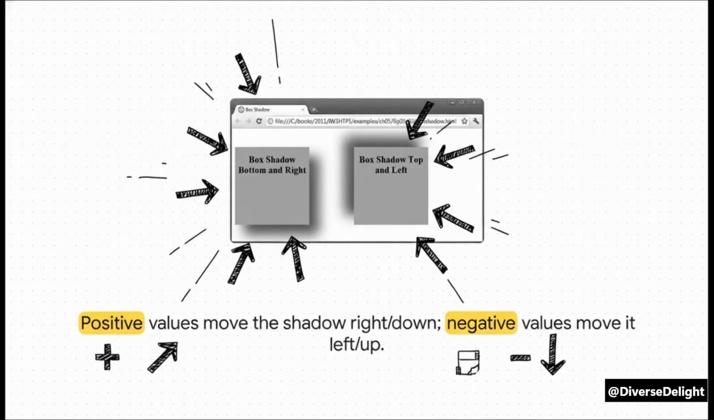The box shadow works pretty much the exact same way, but it's for entire boxes or elements instead of just text. This comparison is perfect. On the left, you see positive values, which push the shadow right and down. On the right, we use negative values, and that pulls the shadow up and to the left. You get total control over where that shadow lands.